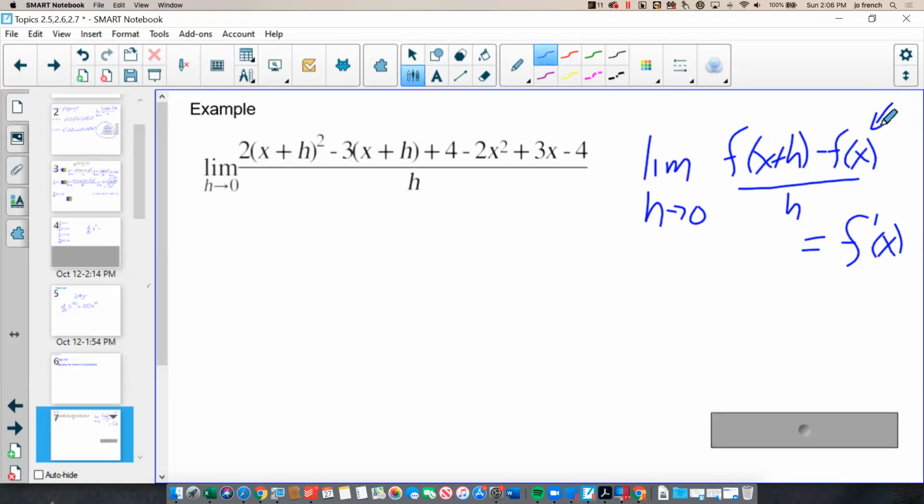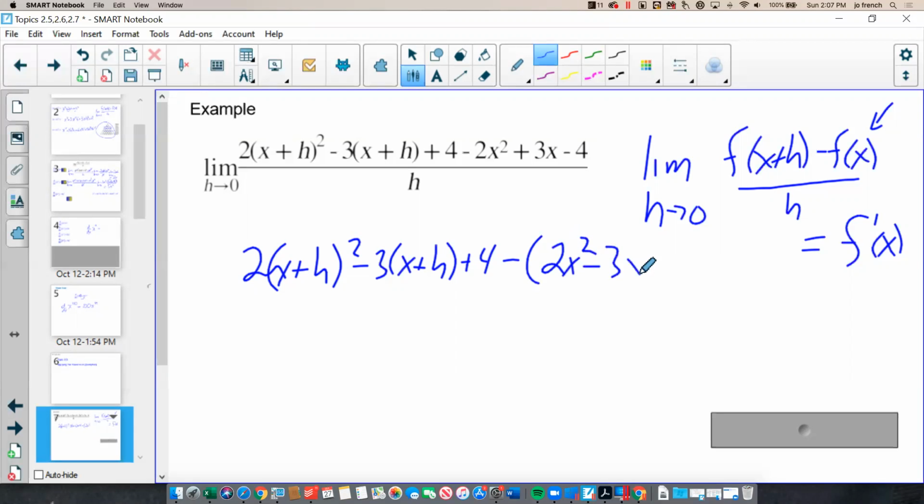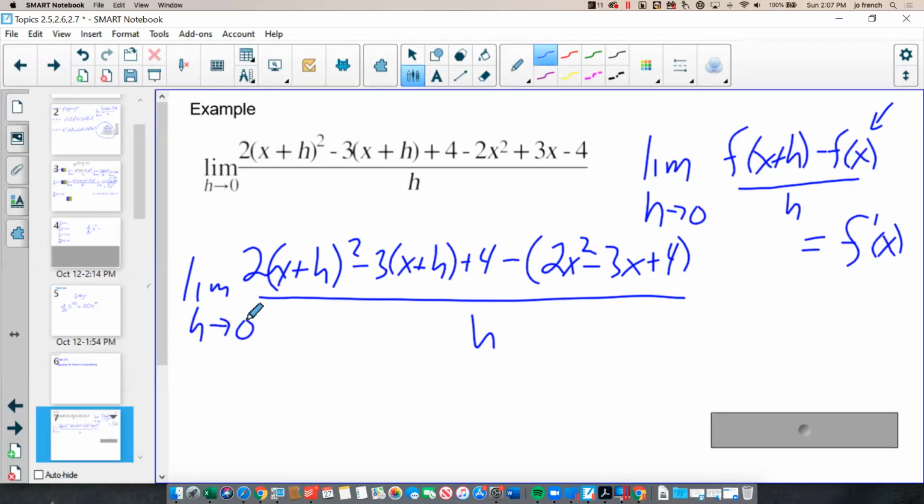So if I look here, I can look at this 2(x plus h) squared minus 3(x plus h) plus 4, and then I'm subtracting f of x. So if I put a subtraction sign and then a parentheses so that I can see what I'm actually subtracting, which means I factor out a negative from the last three terms, so I get 2x squared minus 3x plus 4, all over h, and we're looking for the limit as h goes to 0, or approaches 0.